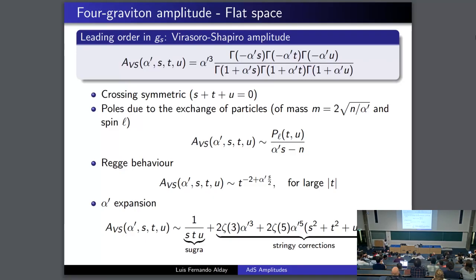Second is that this amplitude has poles due to the exchange of particles, and here you can see that the poles always happen whenever alpha prime S is equal to an integer, to a natural number, also 0. And in our conventions, these are poles due to the mass of particles, of this mass and spin L, with these residues, some polynomials of degree L.